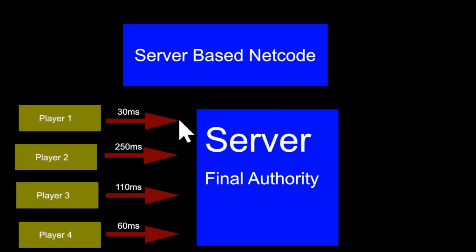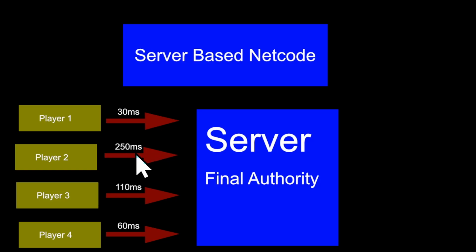There are a couple of caveats, right? Because when there is a single server handling everyone, the reason why this server-based netcode is so good is because if player 1 has 30 ms, player 2 has 250 ms, player 3 has 110 and player 4 has 60, having the server decide on what actually happened is beneficial, because now the player with the best connection to the server has the best experience. And if you're playing at 30 ms, you're probably having fun.